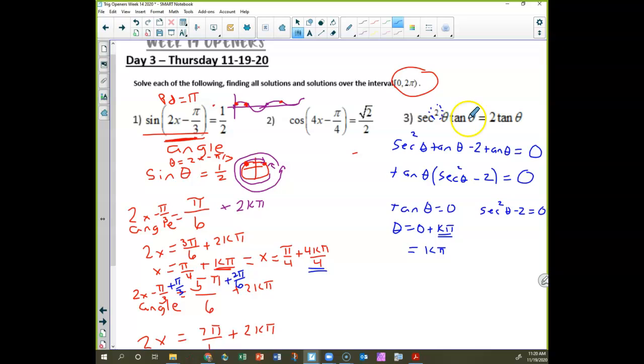If you plug in pi, the tangent of pi is 0 times secant squared, that's going to be 0. 2 times the tangent of pi is 2 times 0. It's going to work, as long as secant is defined. And secant is defined at pi. So 0 times the secant of pi, which of course is negative 1, 0 times that squared is still going to be 0.